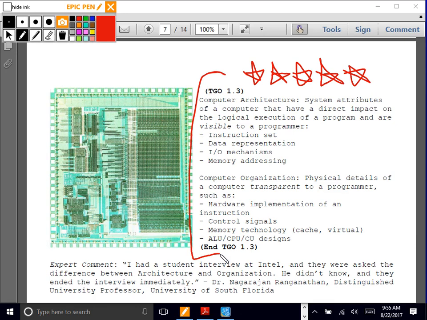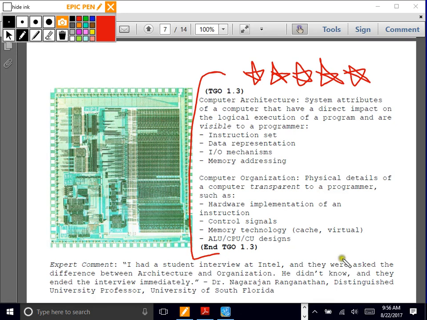Computer architecture is defined as system attributes of a computer that have a direct impact on the logical execution of a program and are visible to the programmer. So what I mean by visible is that it's an aspect of the program that can be manipulated by the programmer through code. You can do it either at the high level, that's C, C++, Java, Python, or at the assembly level, something that the coder can actually do.